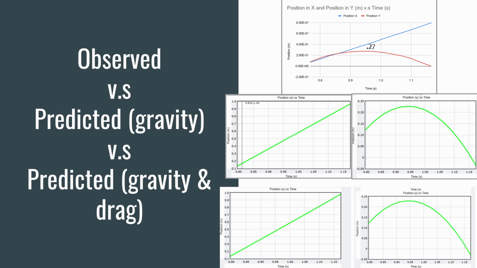So here are our observed and predicted positions with gravity, and then gravity and drag. So basically with gravity and with drag, they're very similar, and they actually were very close to our observed. Our observed was 0.27 for the max, and then for the others, it was a little under 0.2, like 0.25, so it's kind of close.